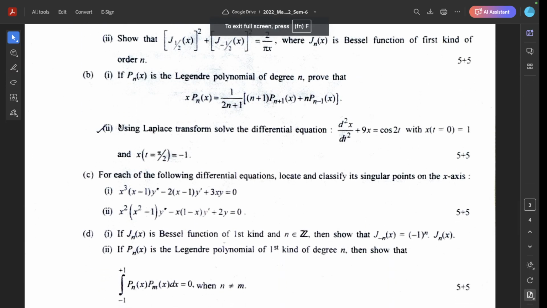Next question 2b2. Using Laplace transforms, solve the differential equation d2x/dt² plus 9x equal to cos 2t with the initial condition x at t equal to 0 equal to 1, and boundary condition x at t equal to pi by 2 equal to minus 1.